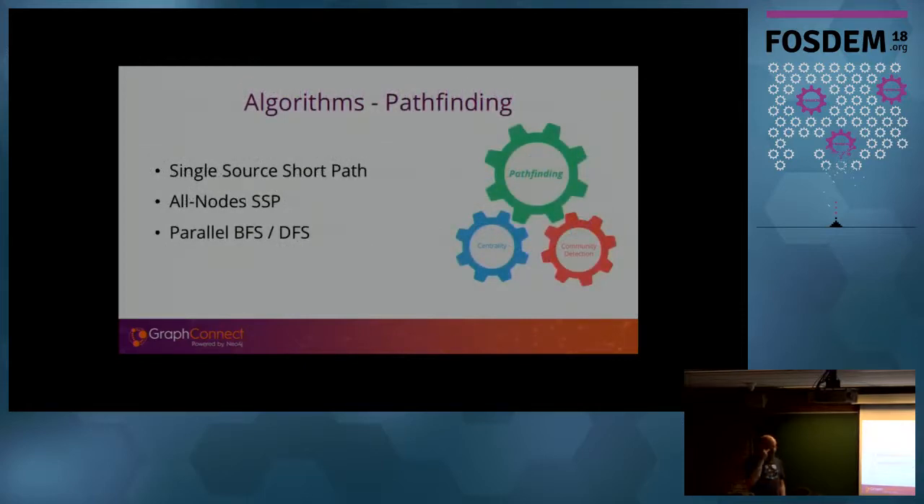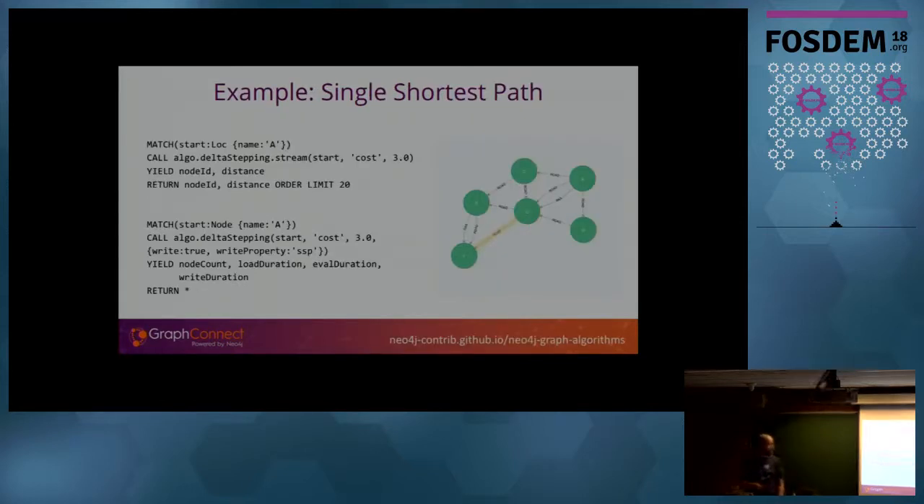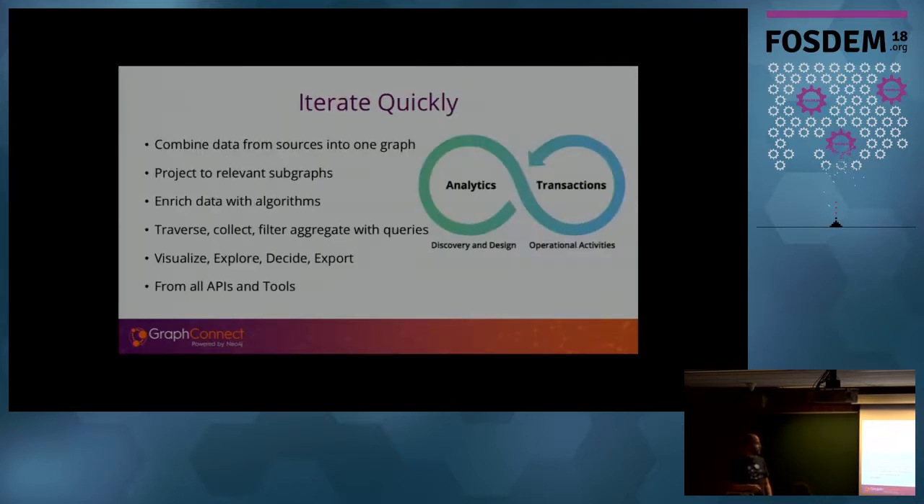And for pathfinding, we have single source shortest path, all nodes single source shortest path, multi-source breadth first search, and then also in general parallel breadth first search and depth first search implementations that are mostly used by the other algorithms as an infrastructural thing, but also exposed in the library itself. And there's also Dijkstra implemented, and a parallel Dijkstra as well. Here, for instance, is an example where I find a starting node and find all the single source shortest paths and write the properties back to the relationships in between.